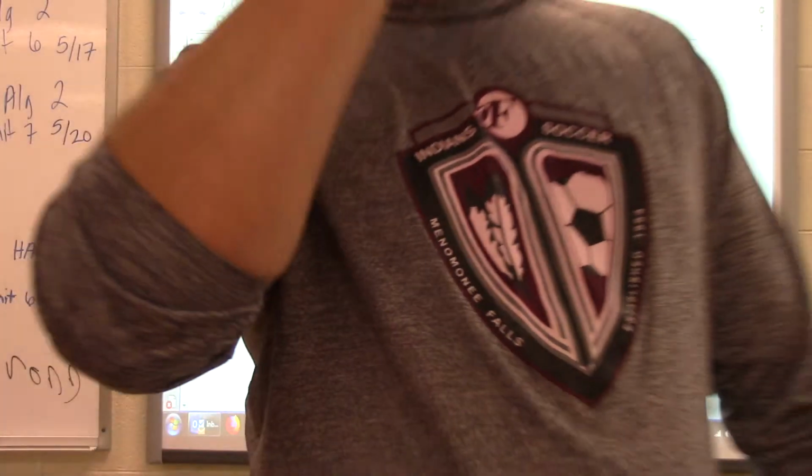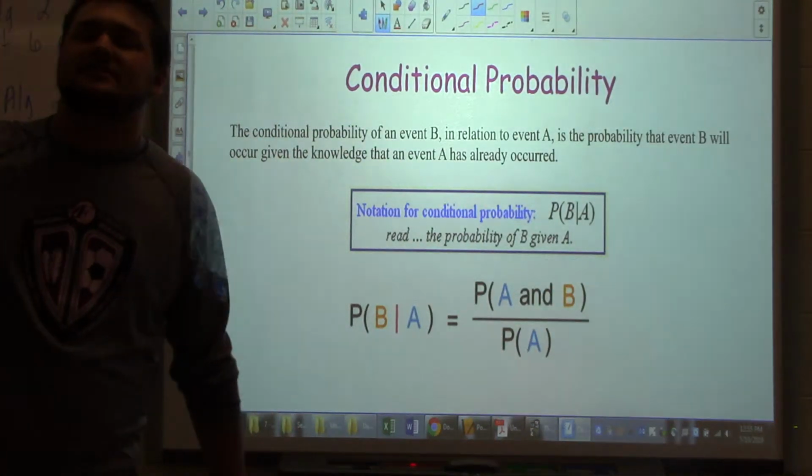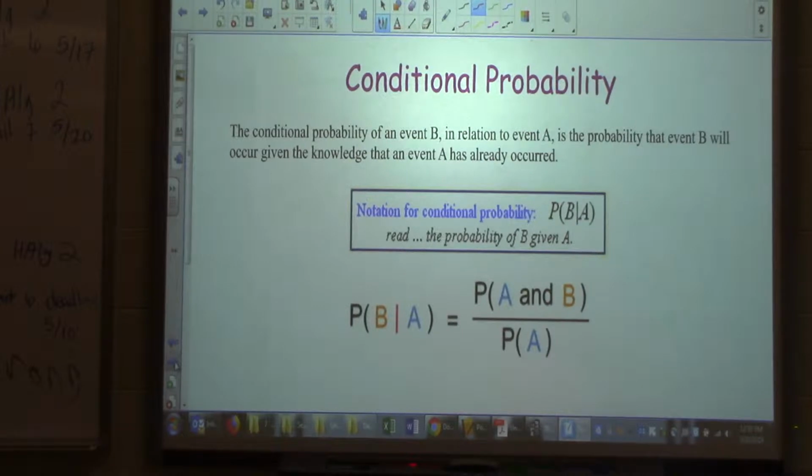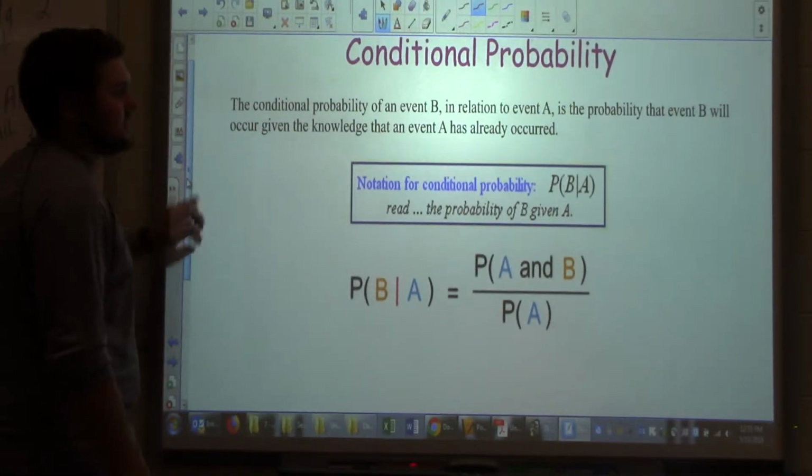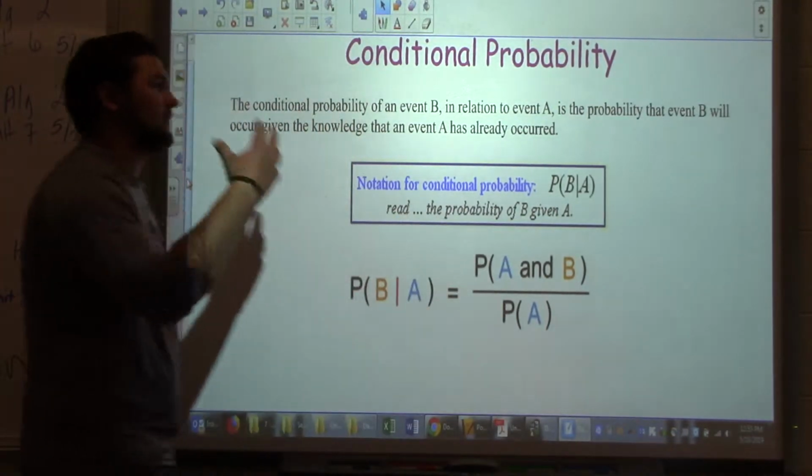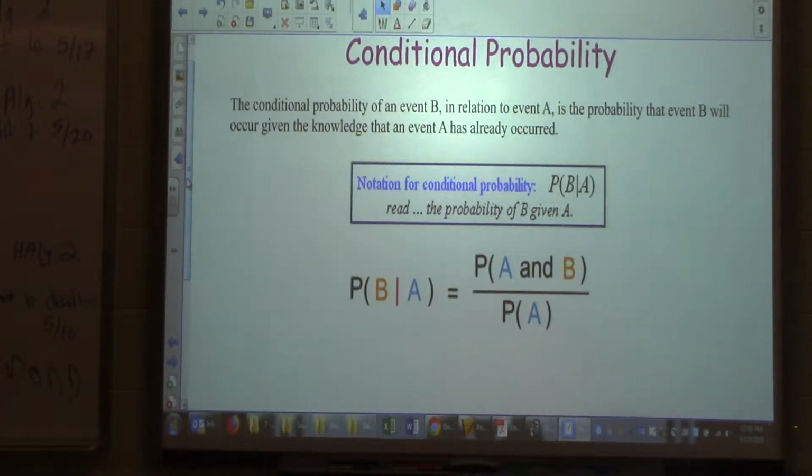Today we're going to talk about conditional probability. The probability that one thing happens given that another happens. So conditional probability of event B in relation to event A. You're given two different events. It's the probability that event B will occur given the knowledge that event A has already occurred. So you need to have one event that's already given to you to have it be conditional.